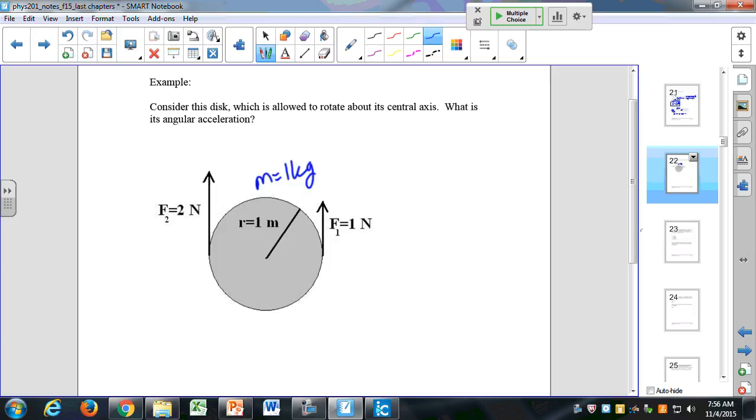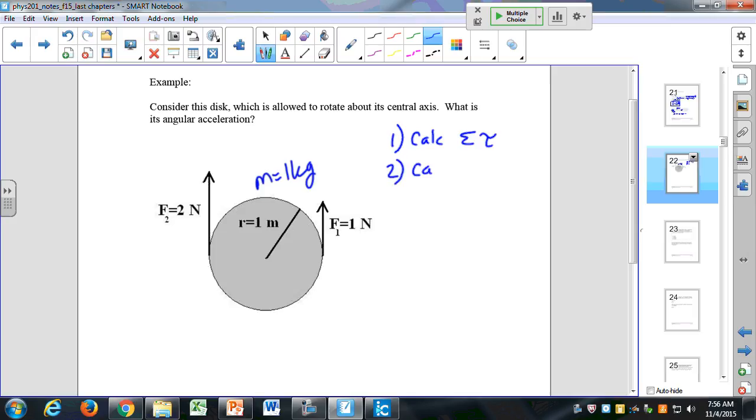So a couple things I'll need to do here. I need to find out what is the net torque. We've done that already. I just calculate the torque due to force 2 and the torque due to force 1, and then I add them up appropriately, given the right sign. So our first step: calculate the net torque, the sum of all the torques.